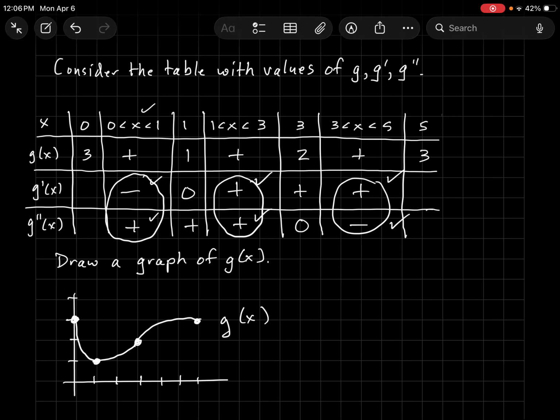To reiterate, when I'm connecting dots, notice how we use a combination of g prime, increasing or decreasing, and g double prime, concave up or concave down, to draw those pieces.